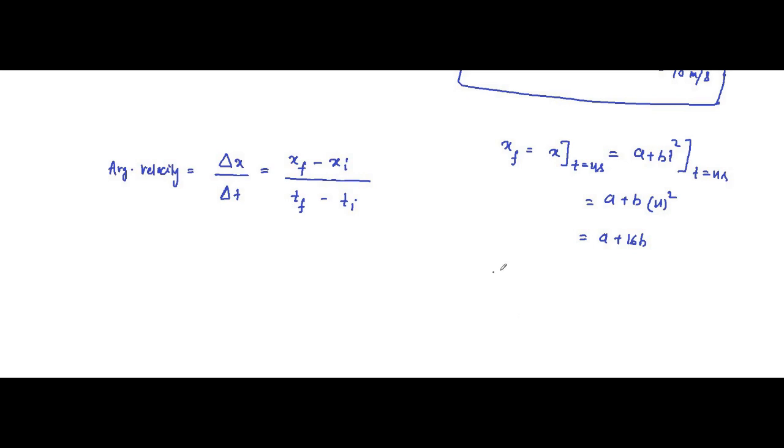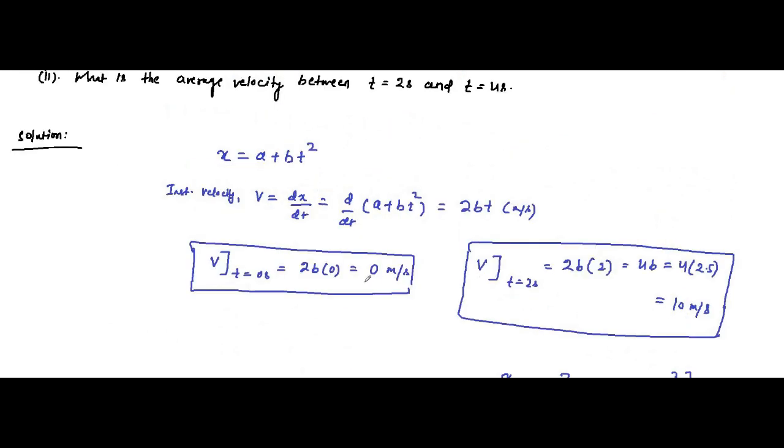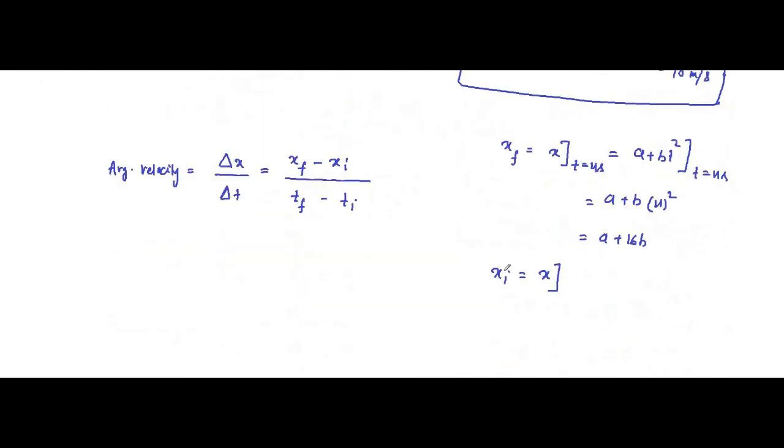Then the initial position xi is equal to the position of the particle at t equals 2 seconds. This is the starting time, the start of the interval. That is equal to a plus b into 2 square. Simply in place of t you substitute 2. That is equal to a plus 4b. Now here ti is equal to 2 seconds, tf is equal to 4 seconds. Now we'll substitute it here.